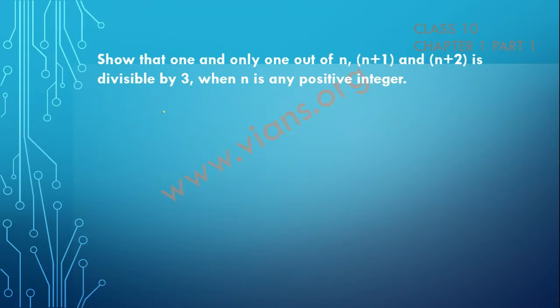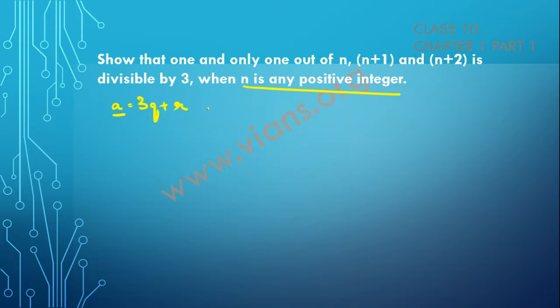So the problem that we are going to deal with today is this: show that one and only one out of n plus 1 and n plus 2 is divisible by 3 when n is any positive integer. Now, consider any number a which is of the form 3q plus r. We know n is a positive integer, so that's what we've taken over here.